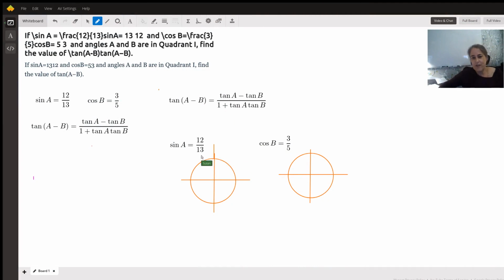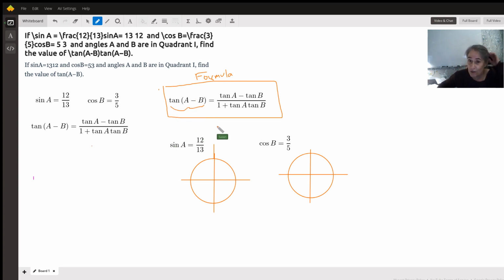So you are given the sine of some angle is 12 over 13, and the cosine of another angle is 3 over 5. And you're asked to find the tangent of the difference of these angles. This identity, this formula, is one of the formulas you should have learned or been given in your class. And they want you to find what tangent of A minus B equals.